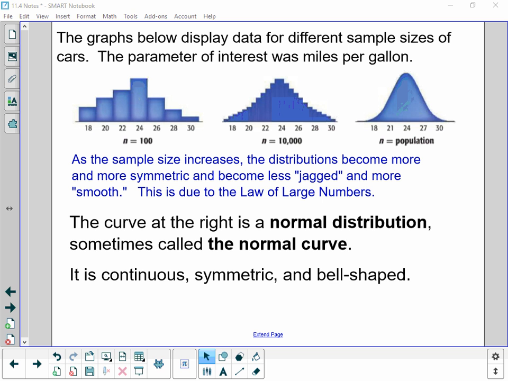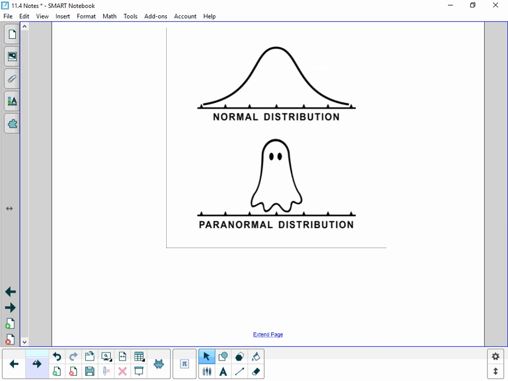So we've been looking at histograms, more like the one on the left there. As your sample size gets larger and larger, or as you decrease the size of your bars, due to the law of large numbers, it's going to start looking more and more like a curved shape instead of separate bars. This curved shape is called a normal distribution or a normal curve. It's continuous, it's symmetric, it's bell-shaped, and that's what we're going to be focusing on the rest of the lesson.